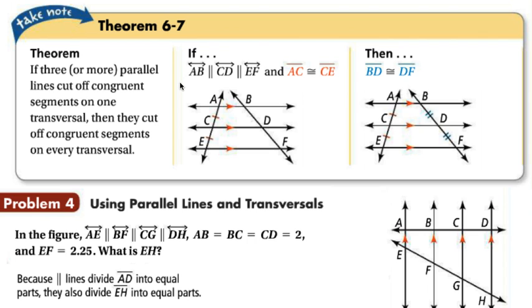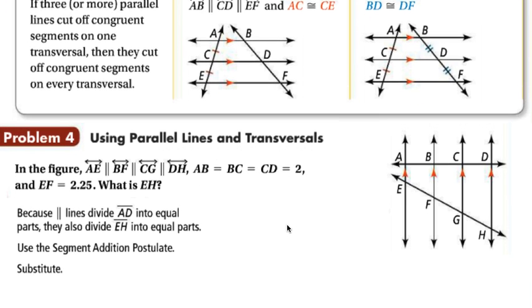All right, your next theorem says if you have 3 or more parallel lines and they are cut by a transversal, and that transversal cuts your parallel lines into congruent segments, then the second transversal over there is also going to be cut into equal segments. The picture is a lot easier to understand. If we have AC and CE being congruent, then in the picture on the right-hand side, you can see that BD and DF will also be congruent.